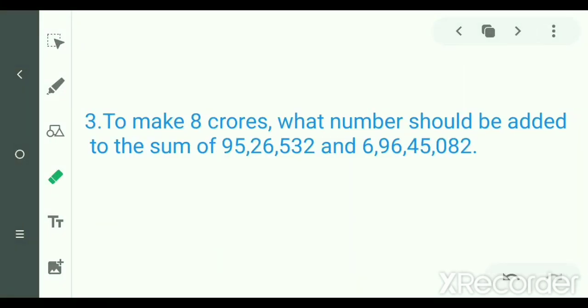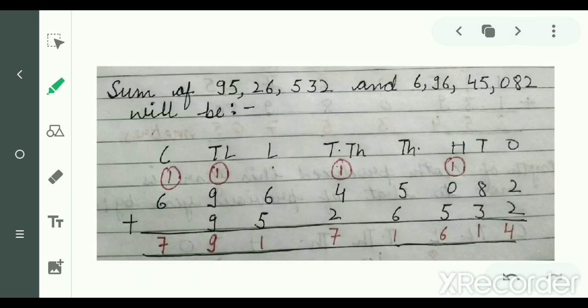Our next question is, to make 8 crores, what number should be added to the sum of 95,26,532 and 6 crore 96,45,082. So in this question, first we have to add these two numbers, and we will subtract the sum of these two numbers from 8 crore. So first we add these two numbers.